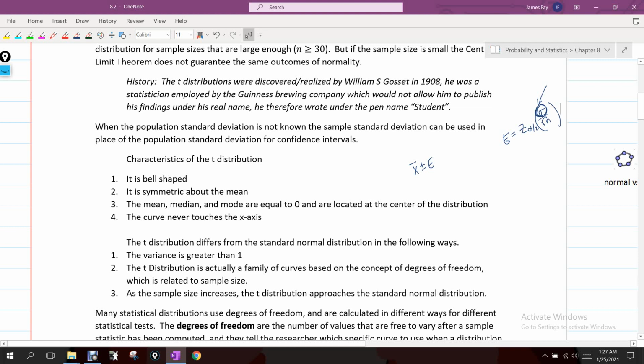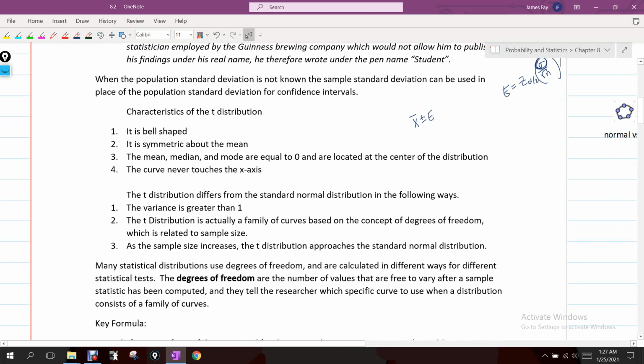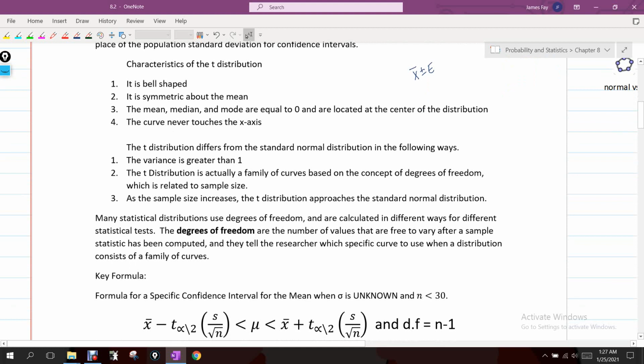Okay, but there are some things that are different. The t distribution differs from the standard normal distribution in the following ways. The variance is greater than 1. The t distribution is actually a family of curves based on the concept of degrees of freedom. My hope is that you've watched the videos that I asked you to watch previously over 8.1 to understand what I talk about with degrees of freedom. Without those videos, degrees of freedom might not make much sense to you. Degrees of freedom in regards to the t-distribution are based on the sample size. It says as the sample size increases, the t-distribution approaches the standard normal distribution.